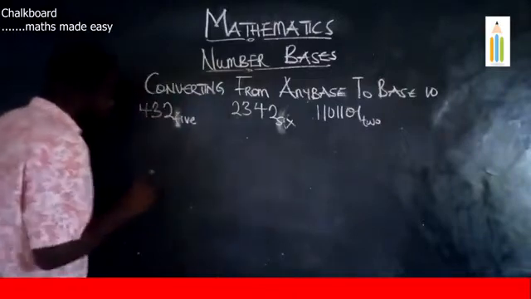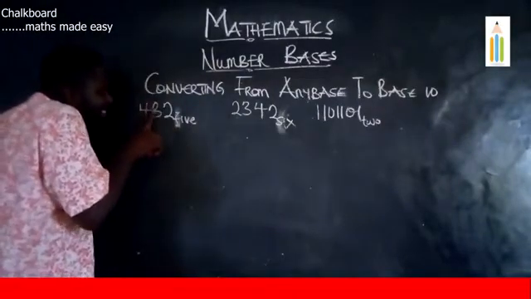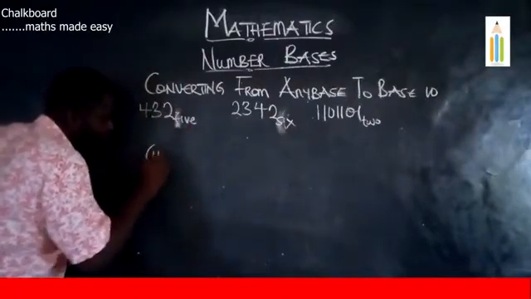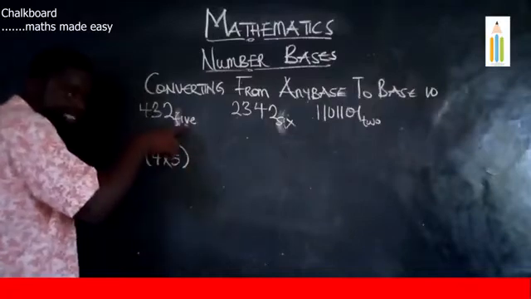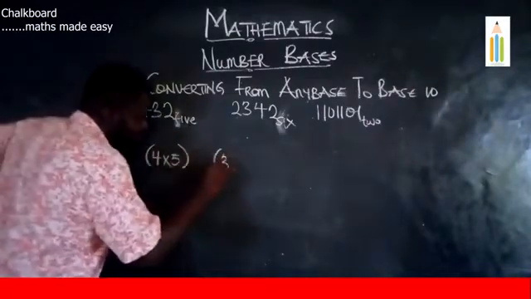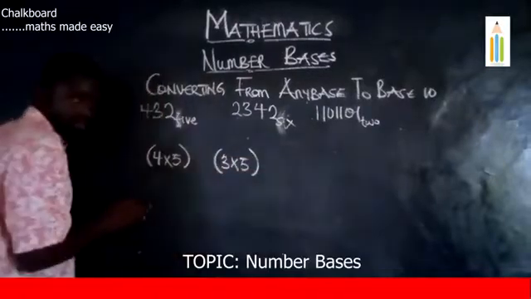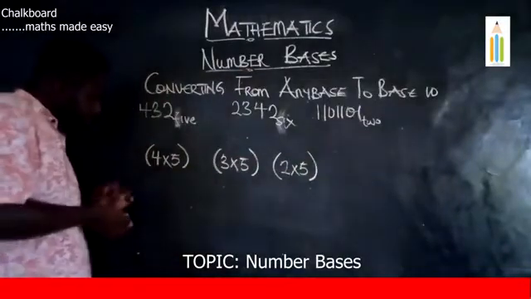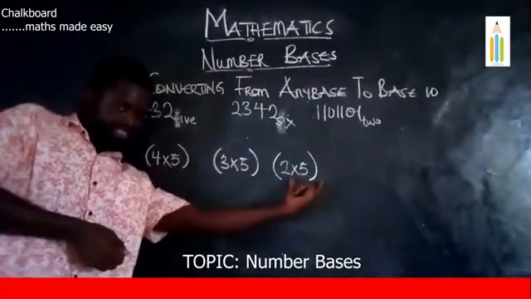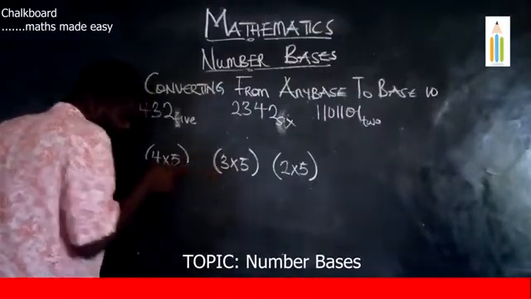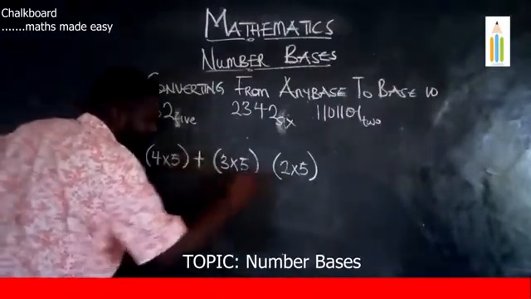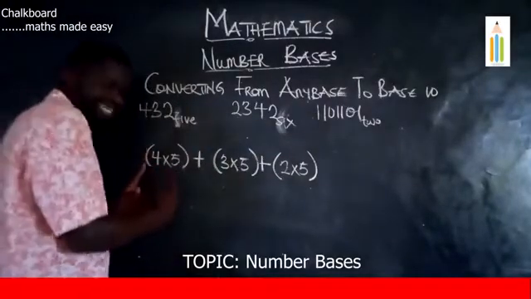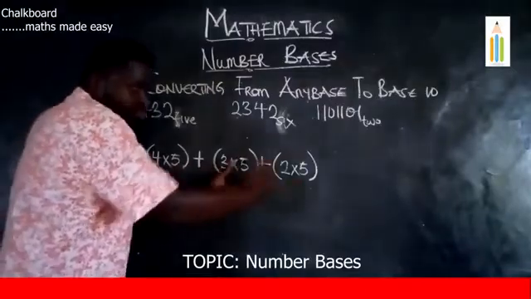Now, what's the first thing to do? We will take every number here and multiply it by the base. So we will take 4, then multiply it by 5. That's the base. Then we will take the 3, also multiply it by 5. Good. Then we also take the 2 and multiply it by 5. Inside the bracket, there are multiplications. But between the brackets, the sign that will be there will be addition. So we are adding the multiplication of the first bracket to the second bracket and that to the third bracket.